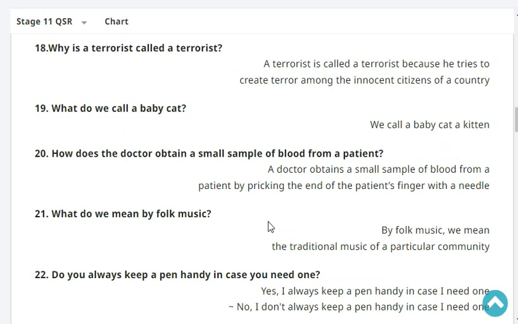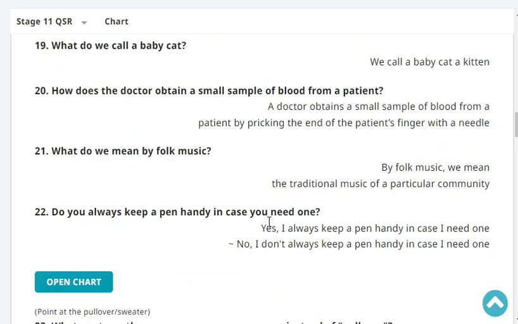What do we call a baby cat? We call a baby cat a kitten. Very good.